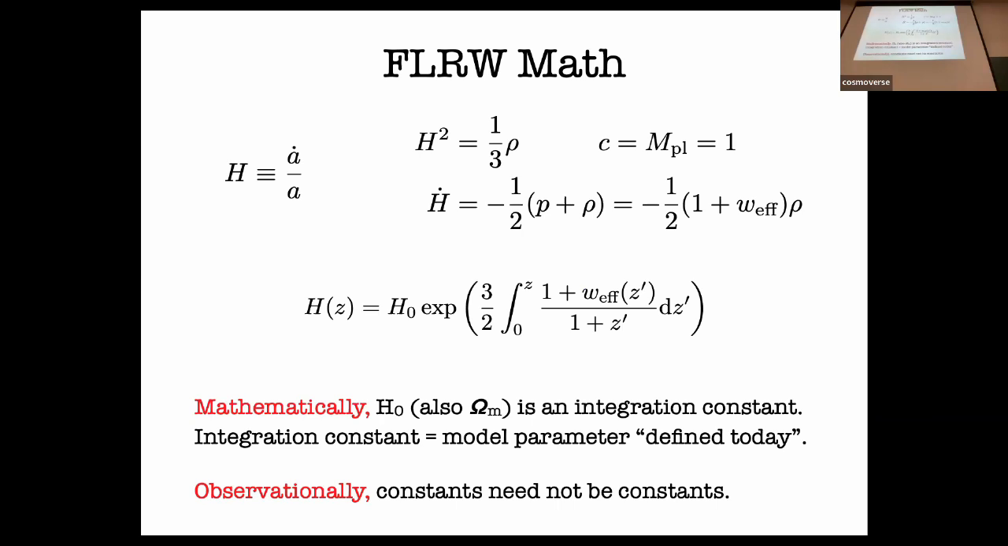So this is a theoretical input at the beginning. You have to pick that. Now once you pick this guy, which is essentially a model, then you solve and you get H of z. So that's just a mathematical statement. I have one function, w effective of z. I have my integration constant. H0 comes because I solved the first order differential equation. And then H of z is the output.